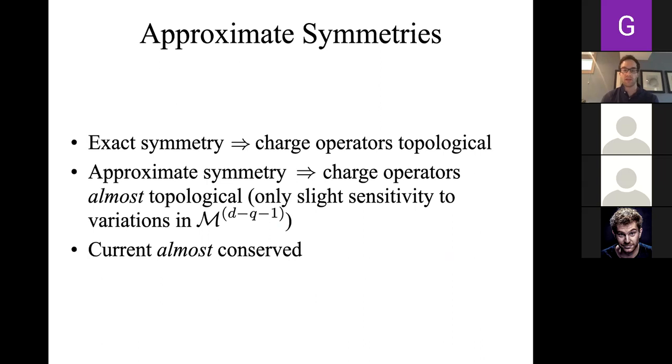But from what we've said so far, we can sort of give a moral definition of what an approximate symmetry is. You remember that when you have an exact symmetry, we get these exactly topological charge operators. When we have an approximate global symmetry, therefore, we expect charge operators that are almost topological, in the sense that they have only slight sensitivity to variations in the manifold M on which they're supported. Another way to say this is that the current for these symmetries should be almost conserved. d of j is equal to some parametrically small number.